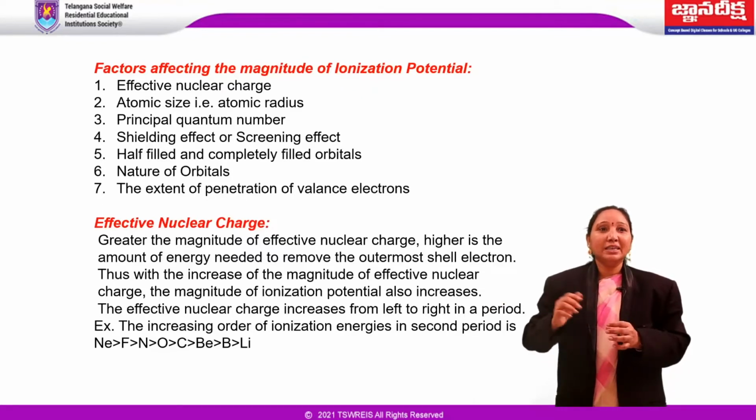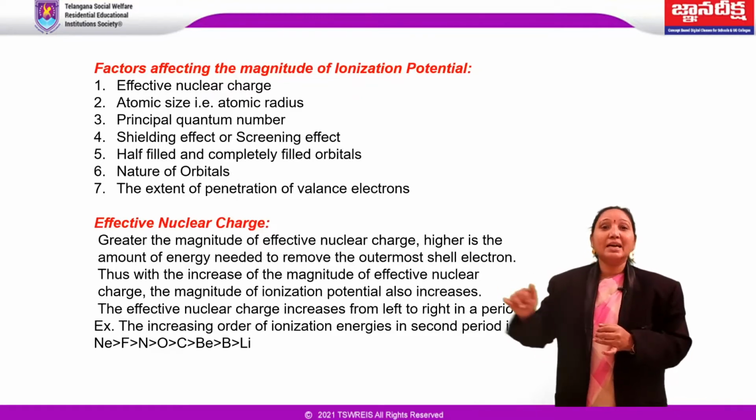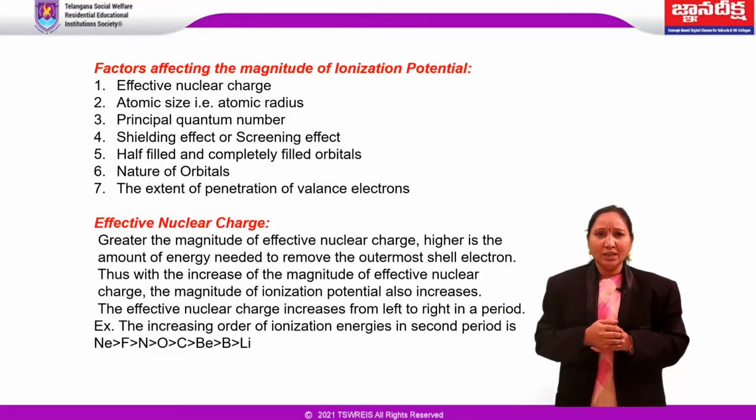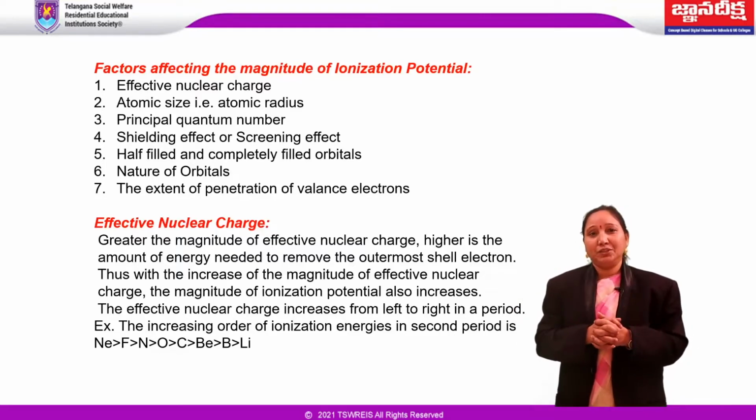Here we can take the example of the third period. In the third period, the elements are sodium, magnesium, aluminum, etc. Which element has more energy? The element present at the last, that is argon. If you take the second period, the elements present start with lithium, beryllium, boron, carbon, nitrogen, oxygen, fluorine and neon. Here, neon has the highest ionization energy.